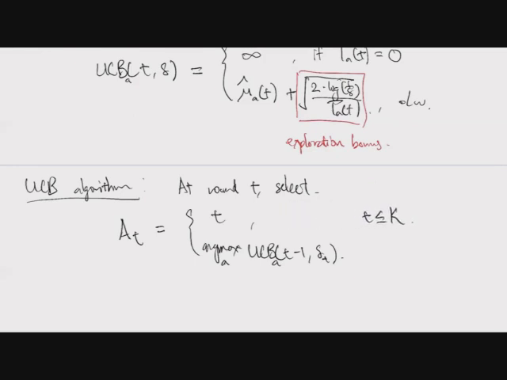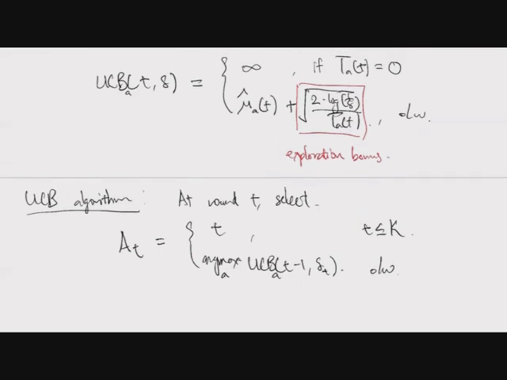Okay, so let me move this a little bit. Okay, so this is why we use delta_t and not a fixed delta. Okay, so that's the UCB algorithm. So it's pretty easy to state, it's pretty intuitive. And now, let me say a few words about why this is a good idea.